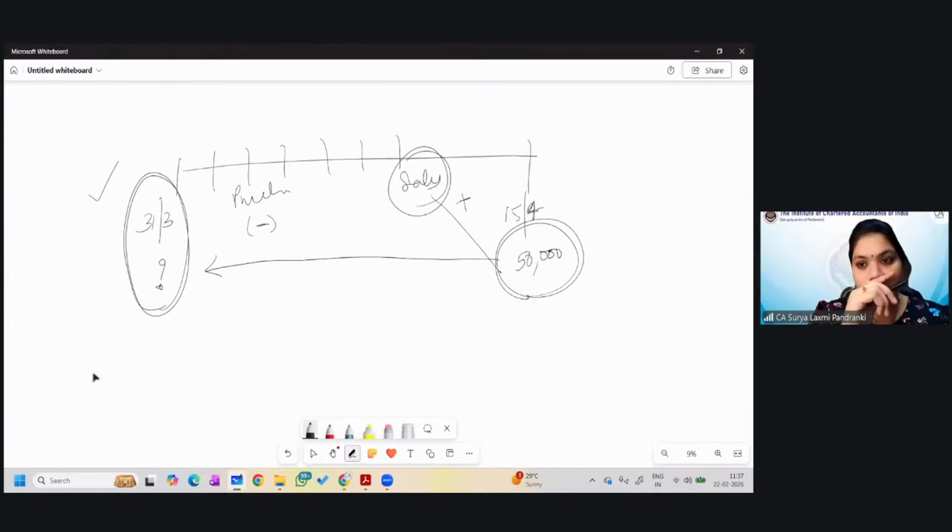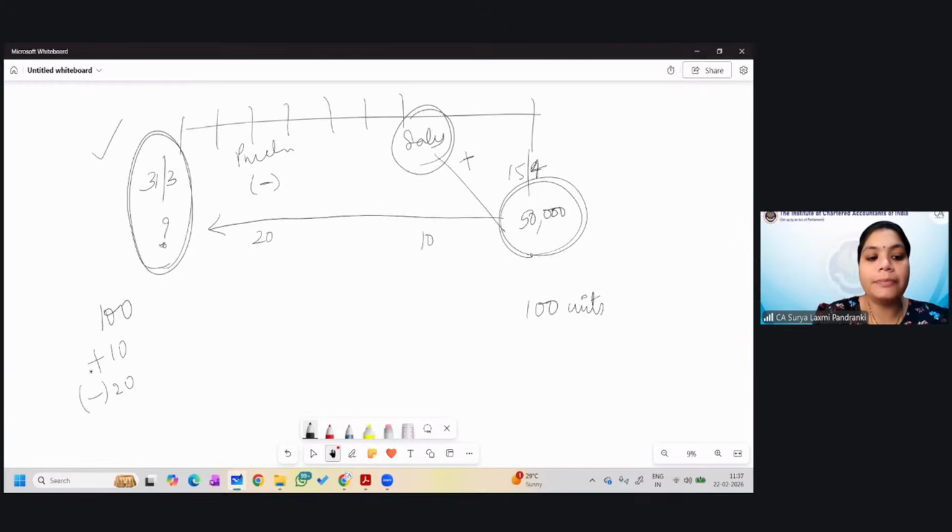Also, maybe I'll give you the other way. Suppose I have 100 units when I did the physical counting. Sales were 10 and purchases were 20 during these 15 days. So what must the stock have been as on 31st March? On 31st March, the stock must have been 100 plus 10 minus 20. Agreed? This is 90. So on 31st March, the stock must have been 90 units.